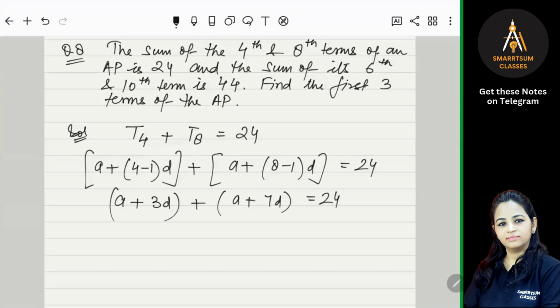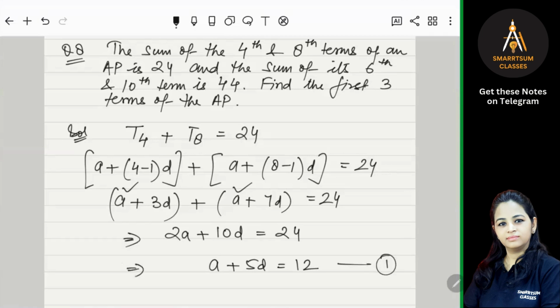Is that clear? Okay. Now simplify this. A plus a will become 2a. 3d and 7d will become 10d. So this is your 10d. 2a plus 10d is equal to 24. If you divide the whole equation on both sides by 2, you will get a plus 5d is equal to 12. Right? And now this is your equation number 1. Getting that? Yes or no? Understood till here? Please tell me.